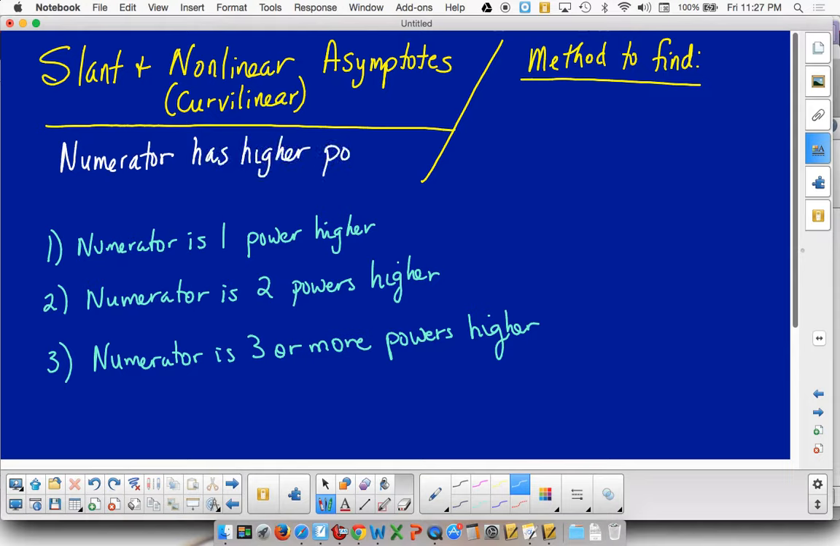If that's the case, there will never be a horizontal. There will be a slant or a nonlinear, curvilinear asymptote. So if the numerator has the higher power, you can always have a vertical. Verticals can happen with anything. But if the numerator is higher, there will be no horizontal asymptote, but there could be or will be a slant or curvilinear asymptote.